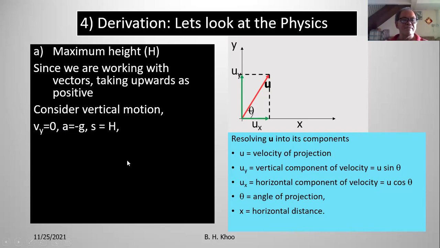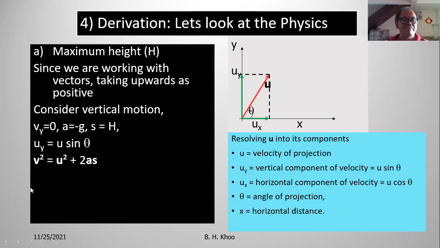Choose the right equation. At maximum height, the velocity, the y component, is 0. This is the initial velocity in the y direction, this one. This one is the final velocity at the maximum height. It starts to decrease to 0 at maximum height, and then it changes direction.